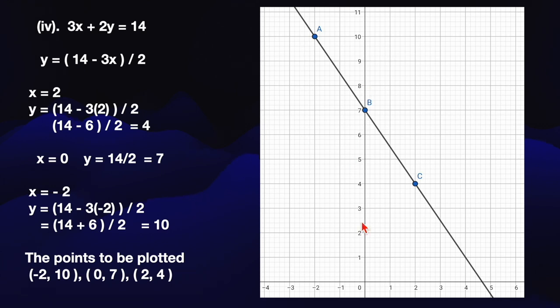Okay, so here is the graph. This is the x-axis, this is the y-axis. So the first point is 2, 4. So 2 is here, 4 is here. You draw the lines, this is the point. Okay, second point is 0, 7. So from here, x coordinate is 0, y coordinate is 7. So this is the point. And x is minus 2 here and y is 10. So here is 10 minus 2. Okay, so this is the third point. Now draw a line, and this line is the graph of this equation.